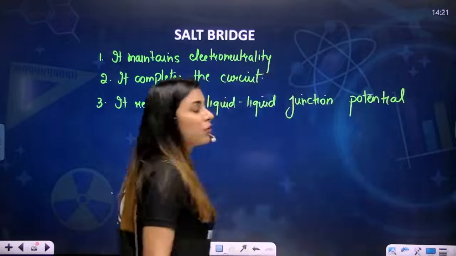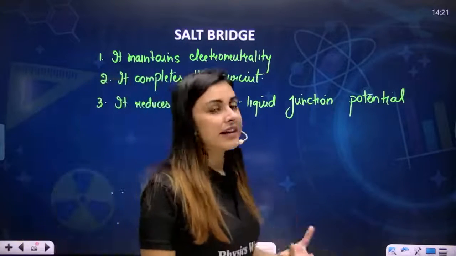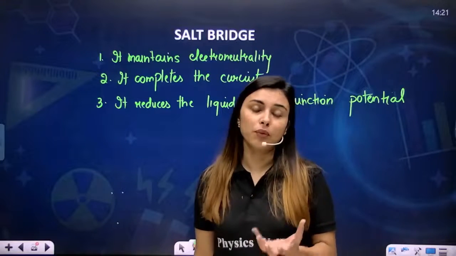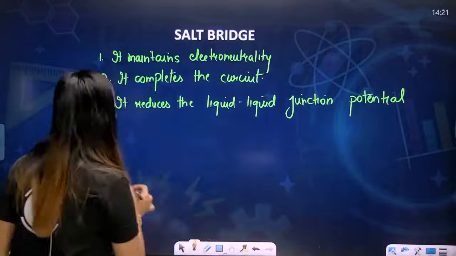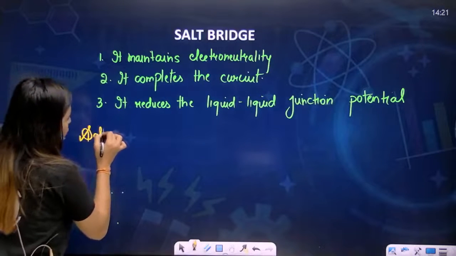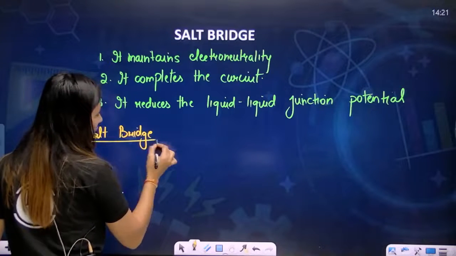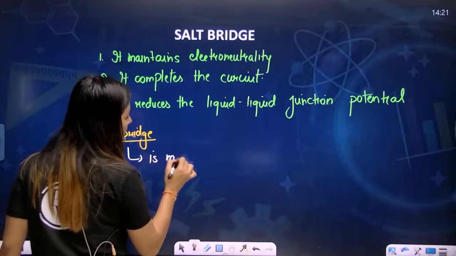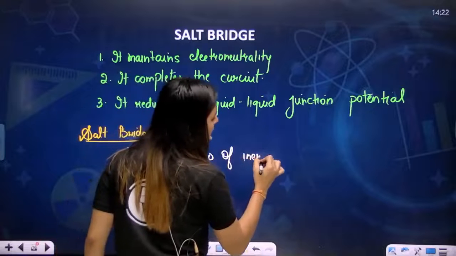Right? Yes, perfect. I hope you have no issues with that. Now, my dear students, the next question that is generally asked is, what is salt bridge made up of? So now we'll be writing that salt bridge is made up of inert electrolytes.